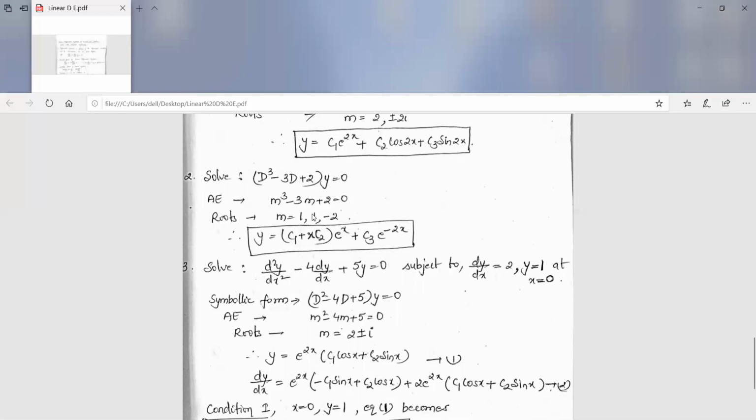Now you can see the first two roots are repeated. Repeated means we will apply case 2, the real and repeated category. In that case, we will write c1 plus x c2, whole common, e power x. Minus 2 is a single real number, so c3 e power minus 2x becomes the complete solution.